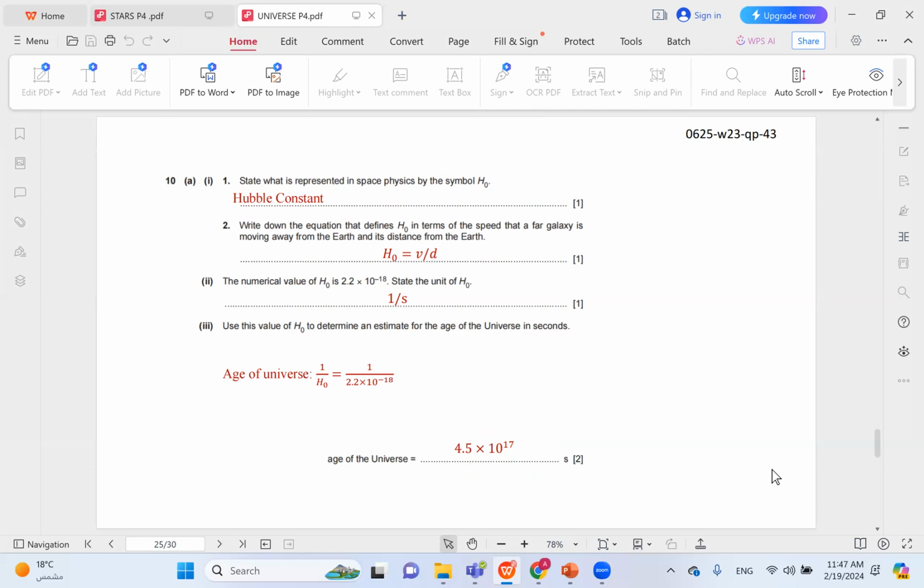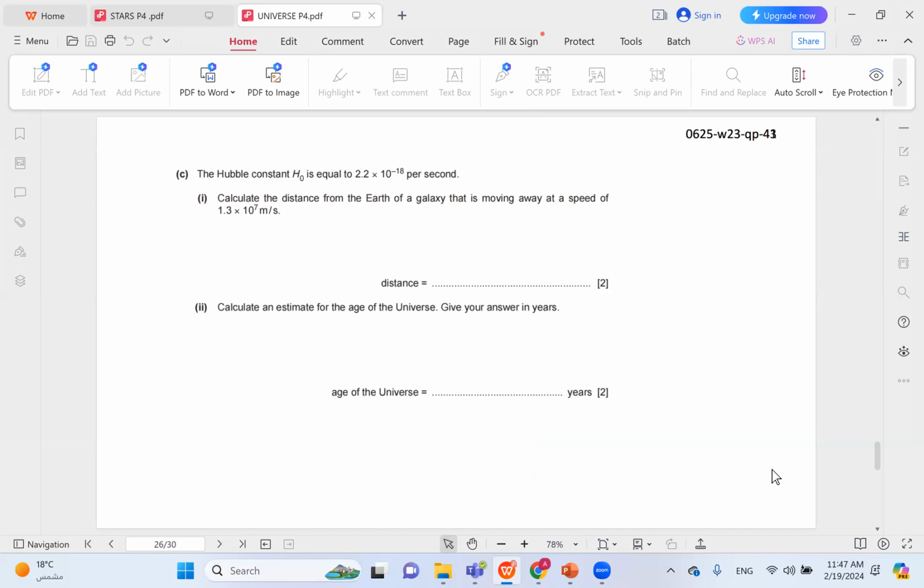So anyway, for now, the age of the universe is 4.5 times 10 to the power of 17. In this question, they tell us the Hubble constant is equal to 2.2 times 10 to the power of negative 18. Calculate the distance from the Earth of a galaxy that is moving away at the speed of 1.3 times 10 to the power of 7. So how would we do that?